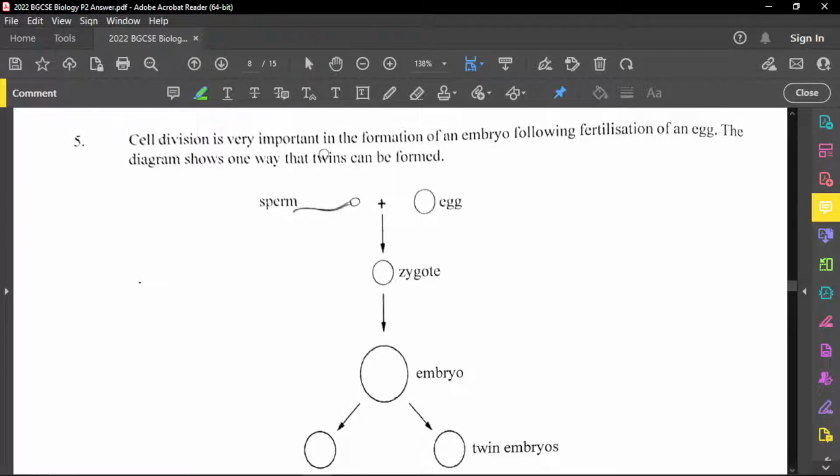Cell division is very important in the formation of an embryo following fertilization of an egg. The diagram shows one way that twins can be formed. You have a sperm and an egg, and that plus sign means they come together. You get a zygote, then an embryo, then the twin embryos.